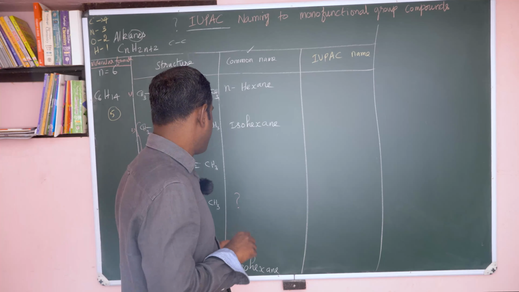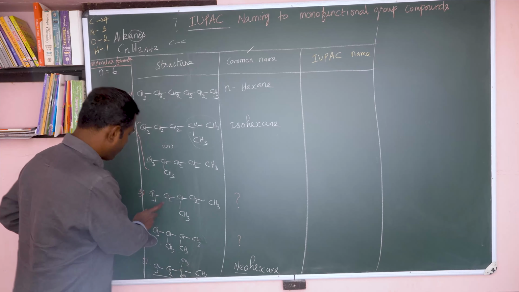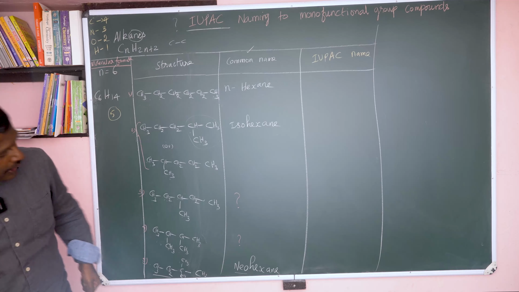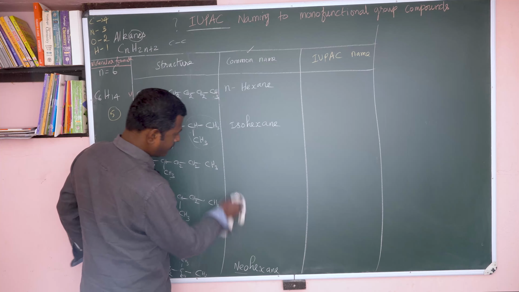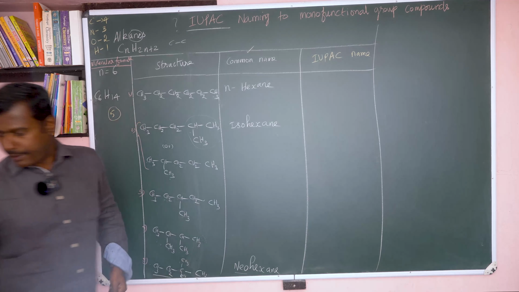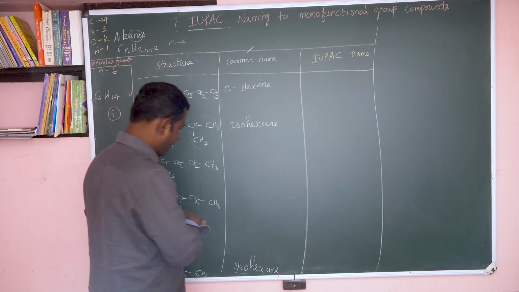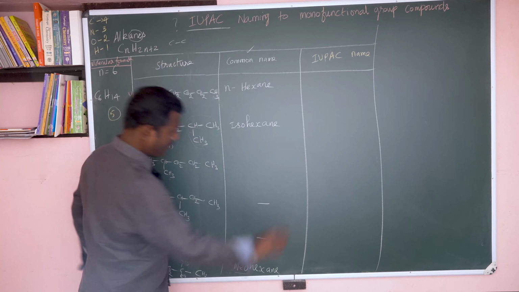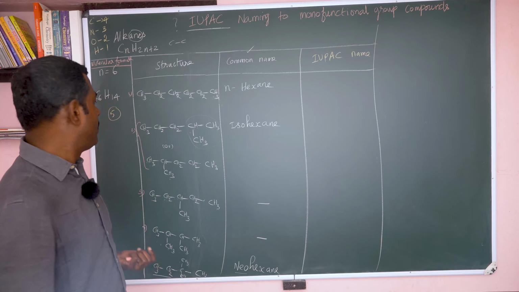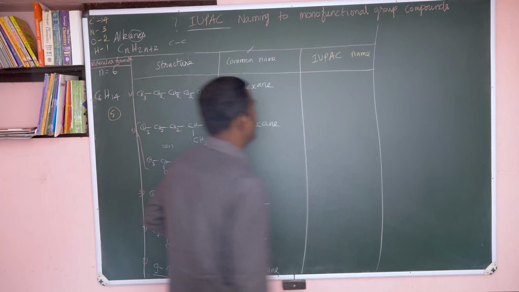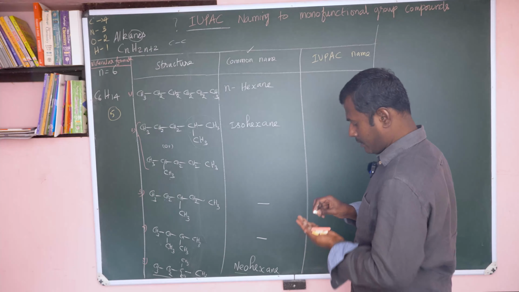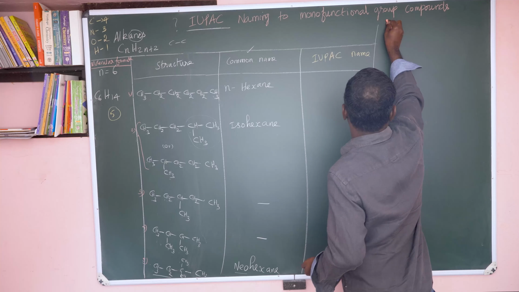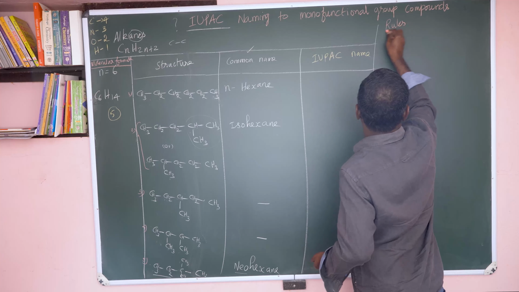Let us give the IUPAC names to compound number 3 and compound number 4. For these compounds, common names cannot be given, so let us write one dash here. Let us write IUPAC name. While giving IUPAC names, we have to follow some rules.